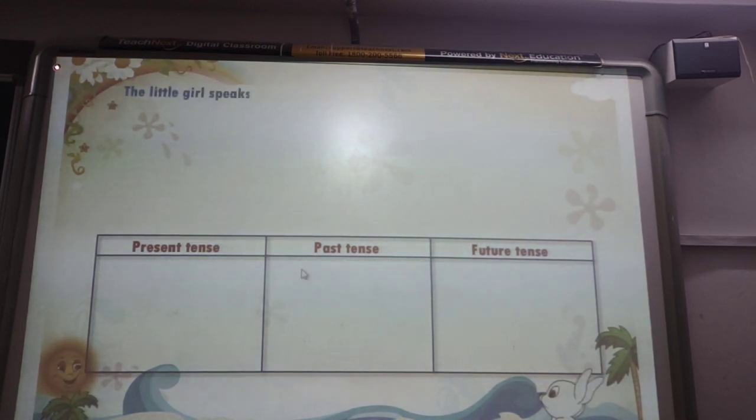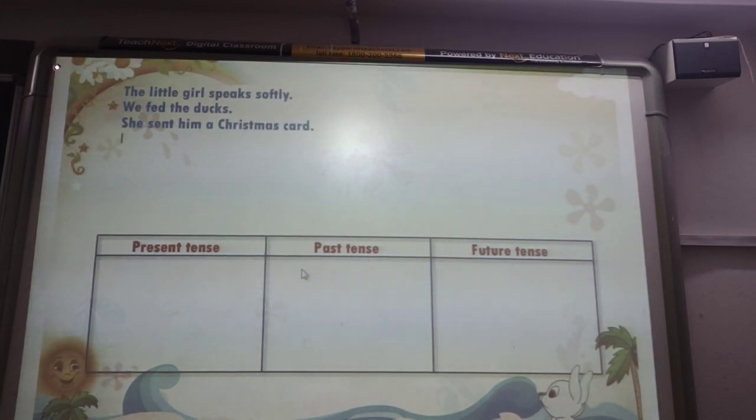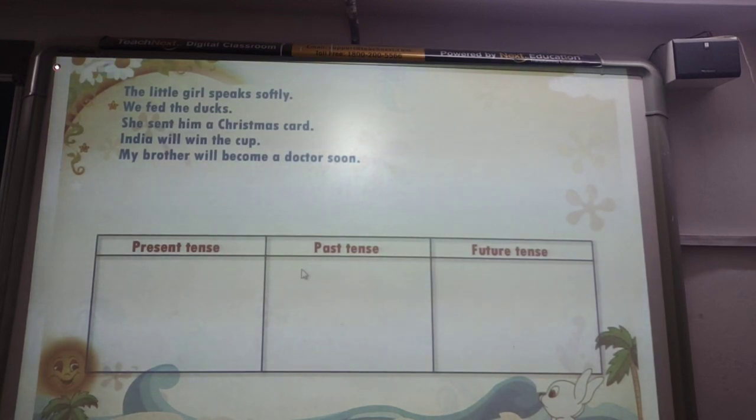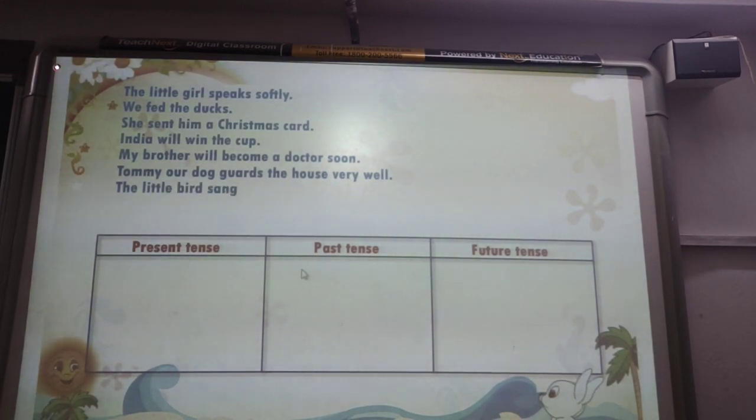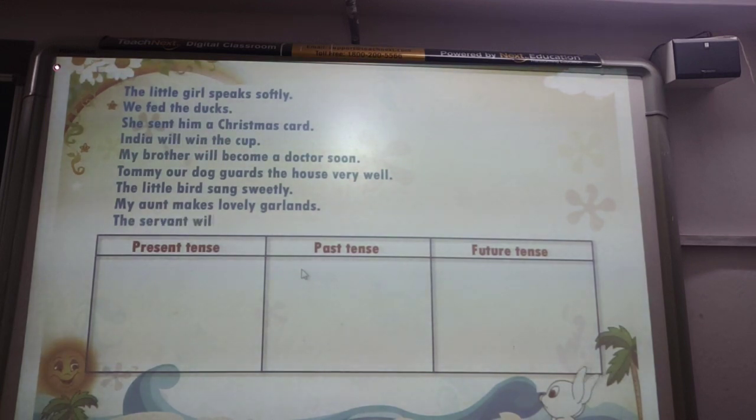The little girl speaks softly. We fed the ducks. She sent him a Christmas card. India will win the cup. My brother will become a doctor soon. Tommy, our dog, guards the house very well. The little bird sang sweetly. My aunt makes lovely garlands. The servant will clean the room on Sunday.